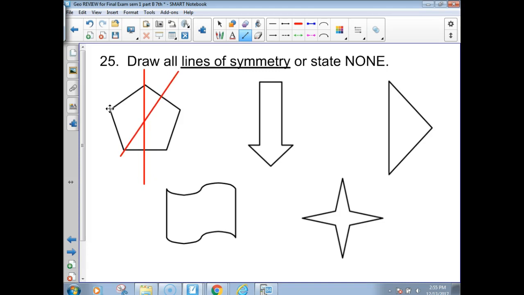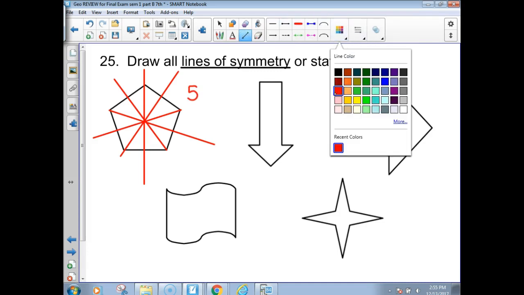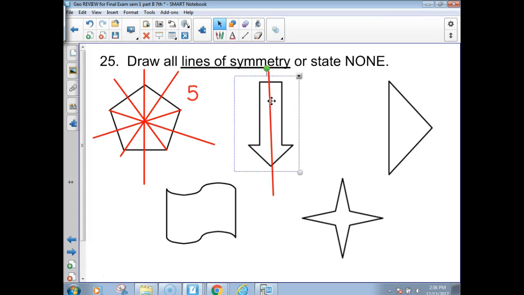There's 2, 3, 4, 5. This has 5 lines of symmetry, guys. If it is a regular polygon, it will have the same number of lines of symmetry as it does sides. So this had 5 lines of symmetry. Okay, the next one has just 1. And I didn't draw that perfectly, but you probably didn't either.